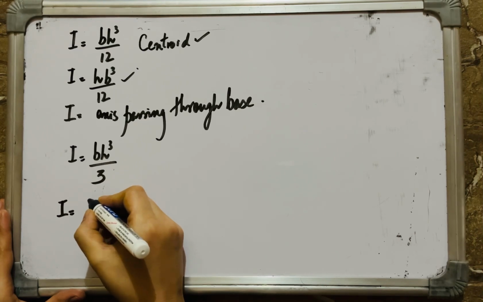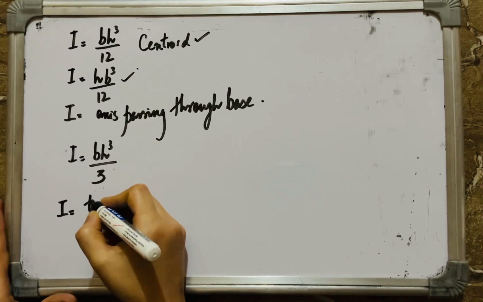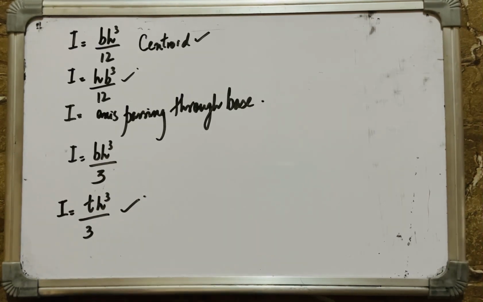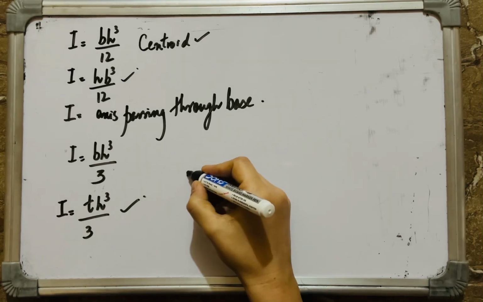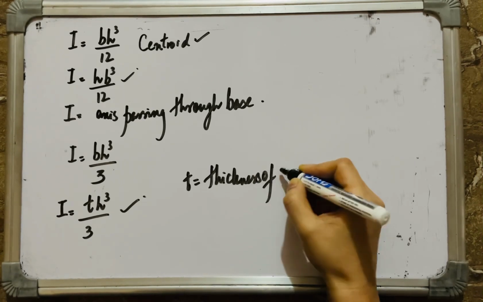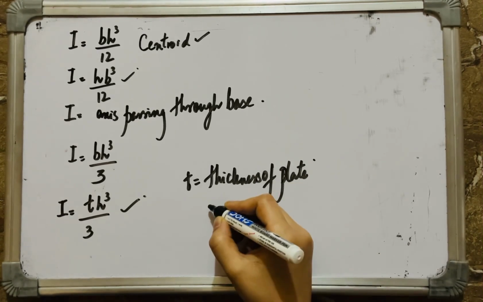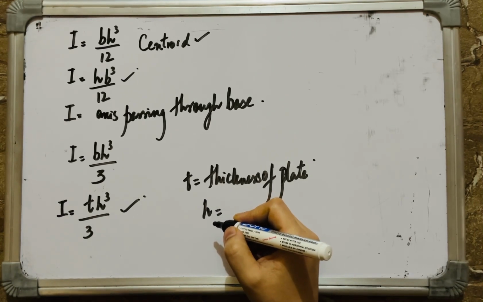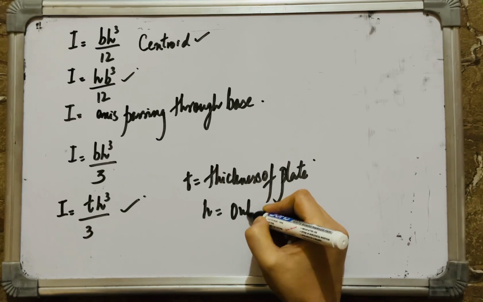Perpendicular to its base, if I use this formula, it is t h cubed by 3, where t is the thickness of the plate and h in this case is the outstand of the stiffener. Please note this. t is the thickness of plate, and h in this case is not the height and b is not the width. t is thickness and h is the outstand of stiffener.